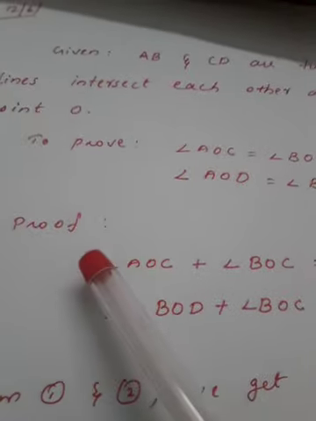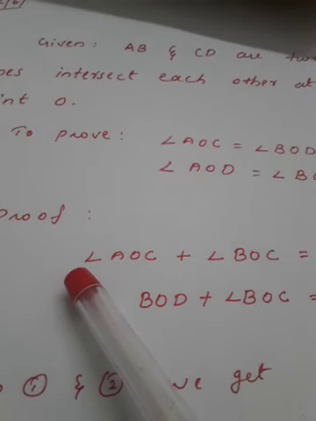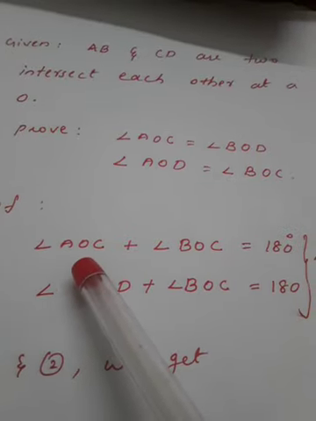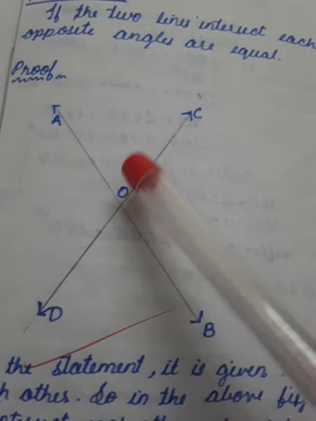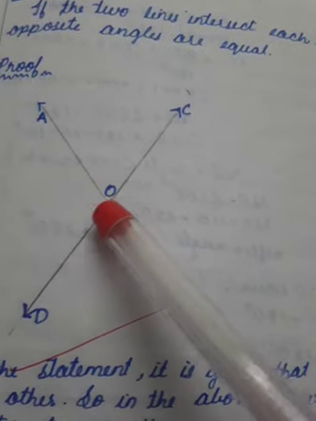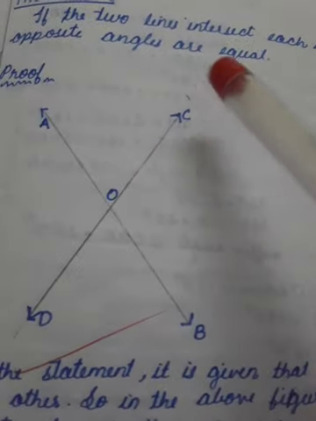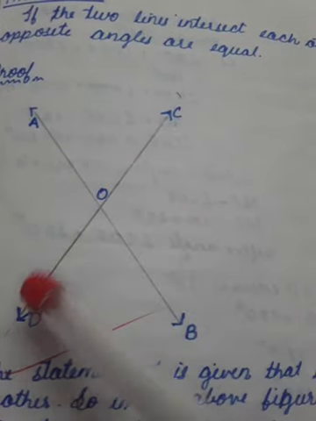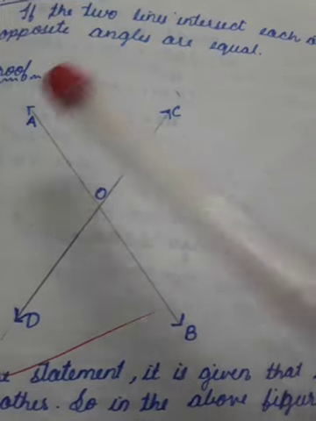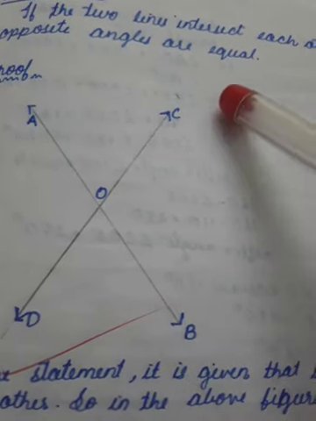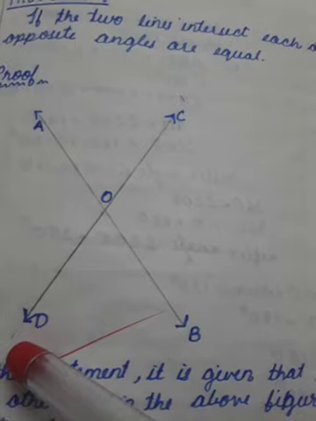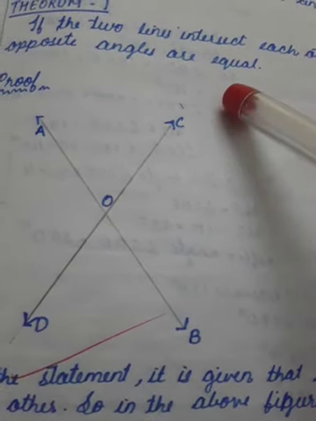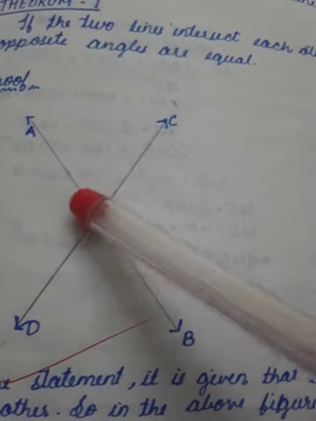Then proof. Here we already have an axiom, that is linear pair axiom. So we need to use that linear pair axiom here. In this figure, mainly four linear pairs are there. That means AOC and BOC, BOC and BOD, BOD and AOD, AOD and AOC. Okay. Then four pairs of linear pairs are there.